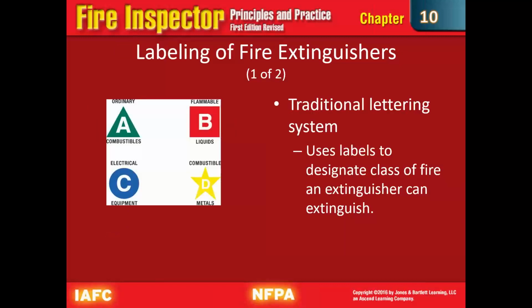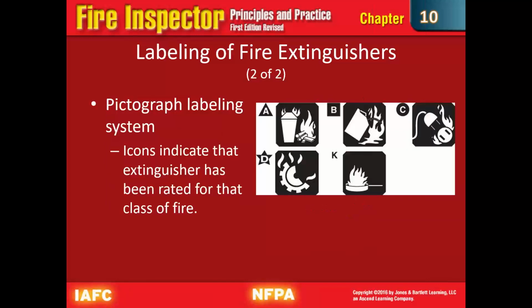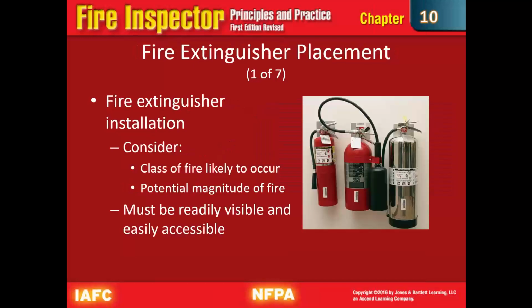All right, your traditional lettering system. This is what you're going to see on the label. Used to designate the class of the fire and for what the extinguisher is intended for. And you see the pictograph. Those are more common on your labeling, and that makes it to where not only does it have the classification of the fire in there, but it just kind of has a little picture as a reminder of what it is and what it's used for. All right.